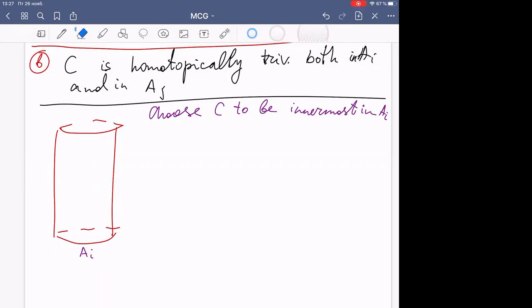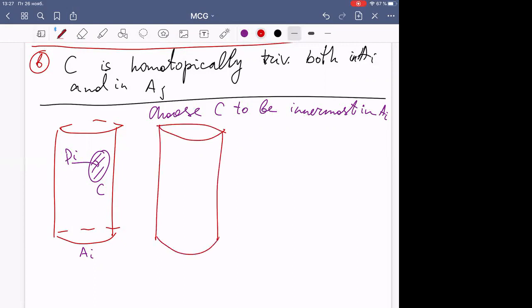And this is C. It bounds a disk DI here. And I'm sorry, I draw it like that. I don't want to draw intersecting cylinders. I just draw it schematically. This is the same C, and it bounds another disk DJ here.